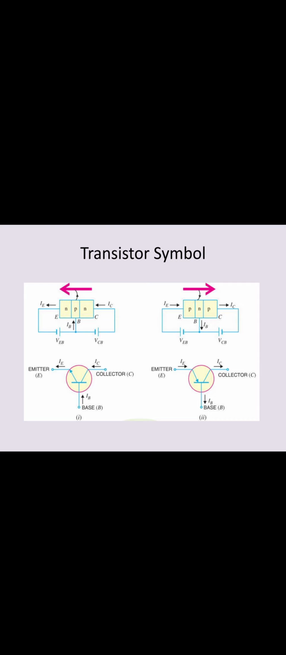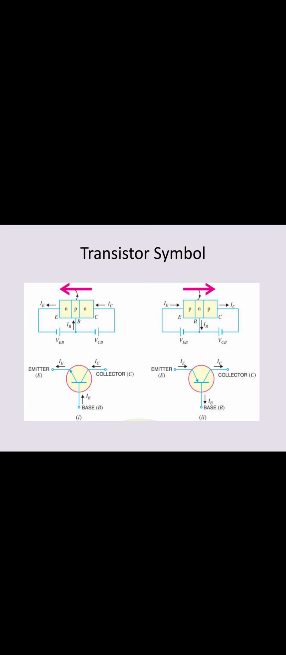As we see in the diagram, one is the circuit diagram of the NPN and the symbol of the NPN transistor. The second part of the diagram shows the circuit diagram of the PNP and the symbol of the PNP. In the circuit diagram, we can see the flow of current from N to P, that is the emitter to base, and P to N, that is the base to collector.